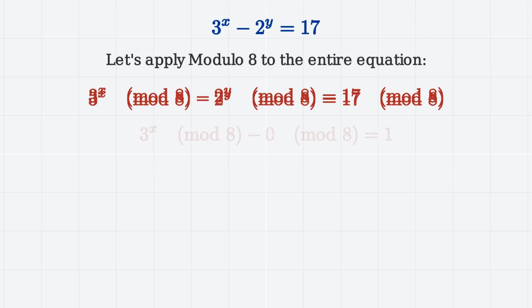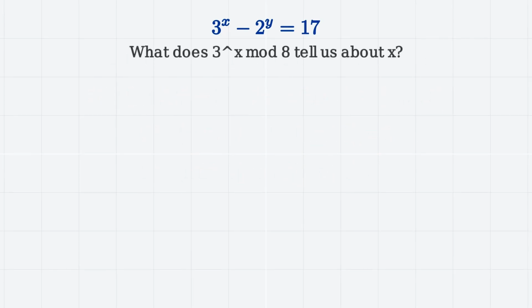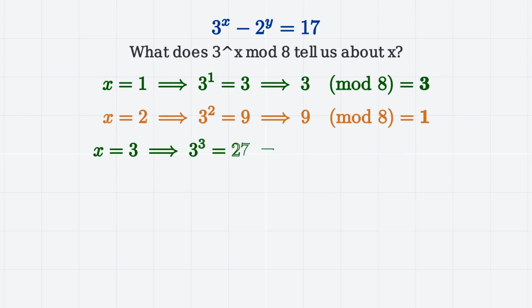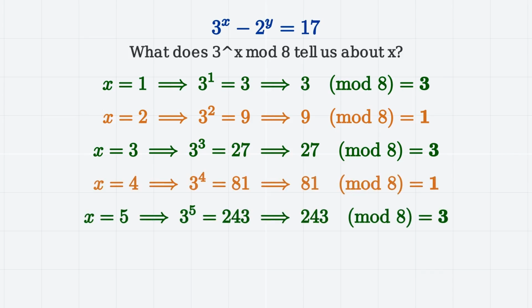17 divided by 8 leaves 1 as remainder, which means when we divide 3 to the power x by 8, the remainder is 1. 3 to the power x mod 8 keeps repeating 3, 1, 3, 1 as a pattern. Look, for x equals 2 and 4, which are even powers, we get 1 as a remainder. That means our x is an even number. Now let's use this new info to narrow down y.